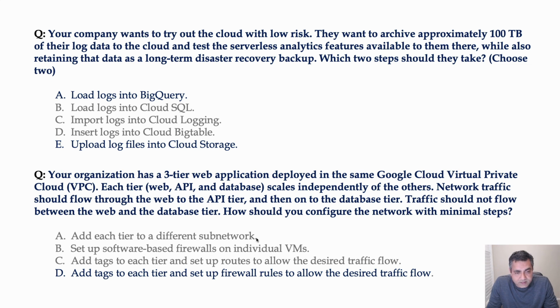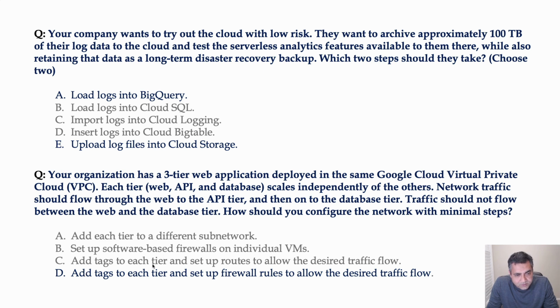Add each tier to a different subnetwork. It's not correct because the subnetwork alone will not allow and restrict traffic as required without firewall rules. Set up software-based firewalls on individual VMs. That's not correct because this adds complexity to the architecture and the instance configuration.